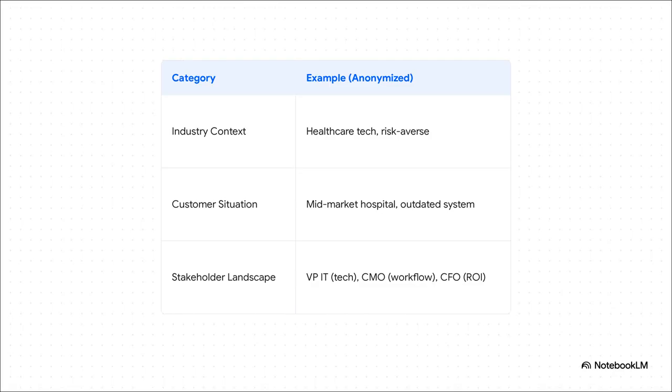And here's what that looks like. Notice how everything is anonymized. No real company names here, but the details are super rich. We're not just saying a hospital, we're saying a mid-market hospital with an outdated system and an understaffed IT department. We're not just listing stakeholders, we're defining what they care about. Technical stuff, workflow, ROI. This level of structured, secure detail is the secret sauce that enables the AI to generate deeply relevant and strategic advice.